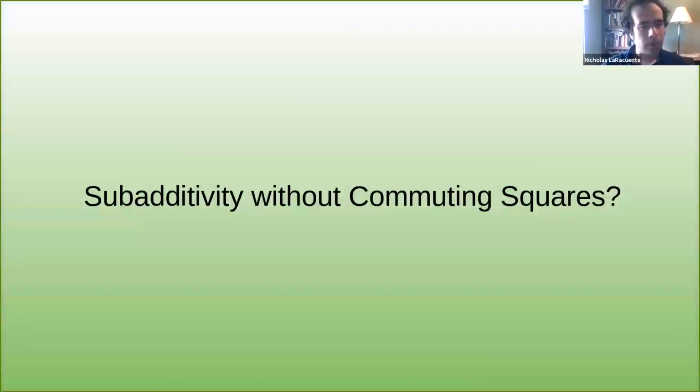But now one thing we wanted to know was, is there still a corresponding or analogous inequality without the commuting square condition? And the answer first is that if you drop the commuting square condition, then there is at least some state that violates SSA.